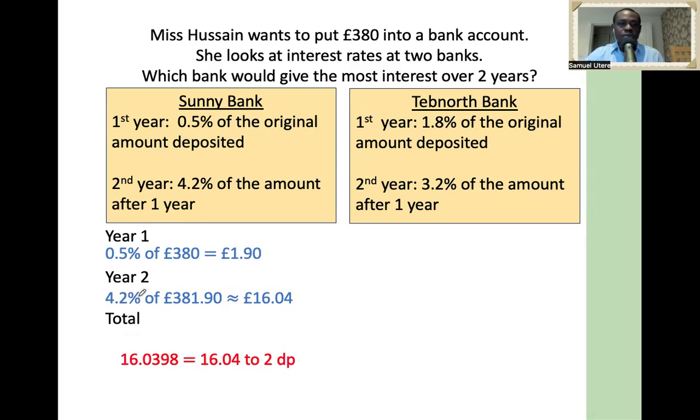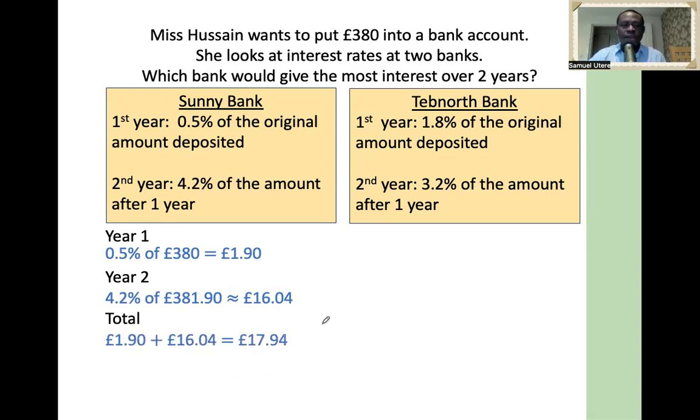So 4.2%, you press your 4.2, your percent sign, times, then 381, and then 90 pence. And that gives you £16.04. So take note, when you're working with money, if you have decimal places like this, you need to round to 2 decimal places. Okay? So our money system, or most money systems, or almost all of them, I think, usually use 2 decimal places.